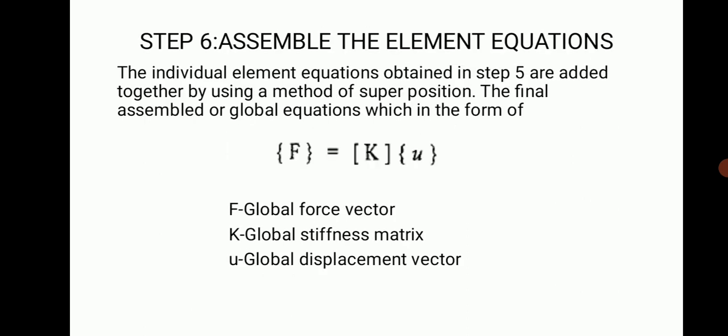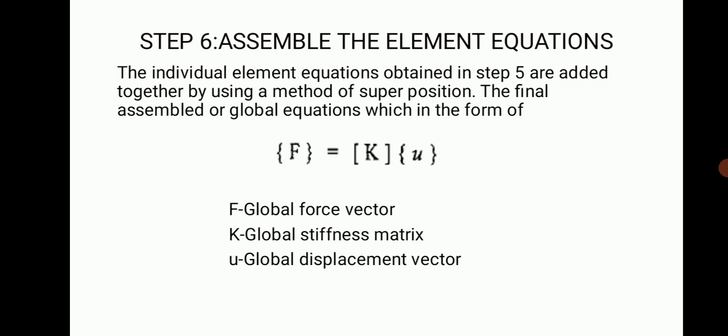And step 6 is to assemble the element equations. The individual element equations obtained in step 5 are added together by using the method of superposition. The final assembled equation is in the form of F is equal to K into U, where F is the global force vector, K is the global stiffness matrix, and U is the global displacement vector.